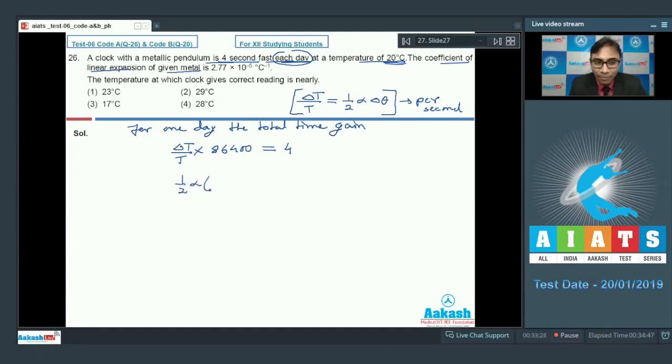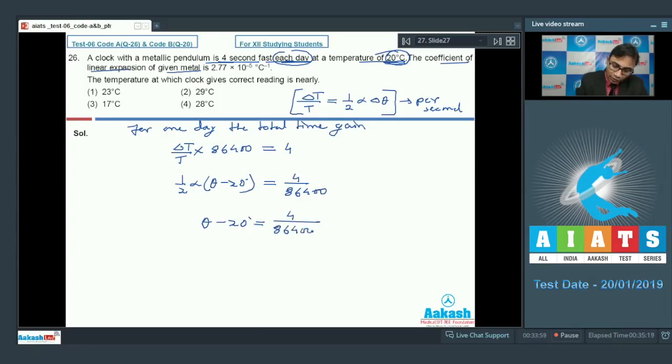So if I put the value of delta t by t, that means half alpha delta theta. Let's say our final temperature is theta and initially 20 degrees centigrade. So we can write theta minus 20, because we know that the clock is moving faster, so the 20 degrees centigrade must be lower than its actual temperature. So theta minus 20 will be equal to 4 by 86,400 into 2 by alpha.